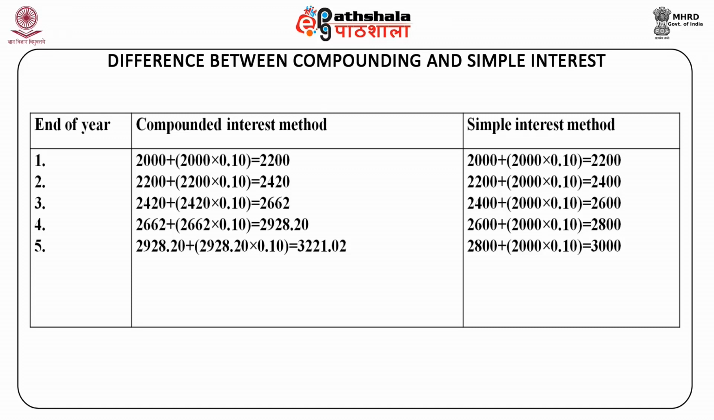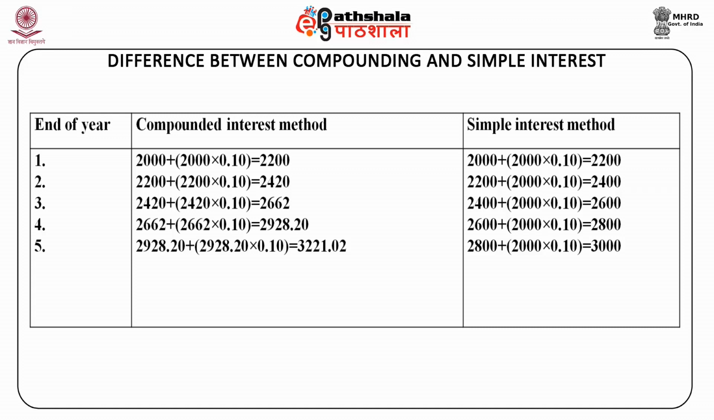At the end of the second year, under the compound interest method, 2200 plus 2200 into 0.1 is equal to 2420. While under simple rate of interest, at the end of the year, you will get 2200 plus 2000 into 0.1, which is equal to 2400. Similarly, you can look at the end of years 3, 4, 5 in the table.